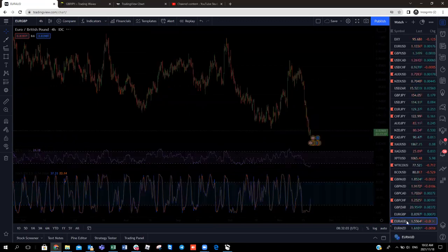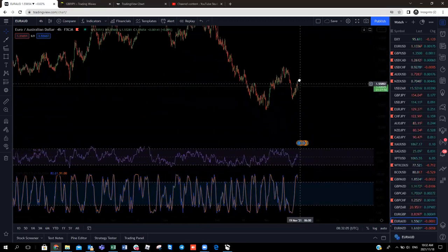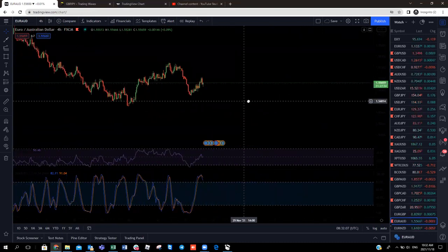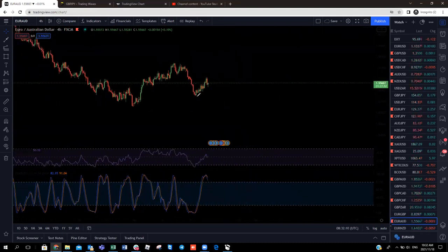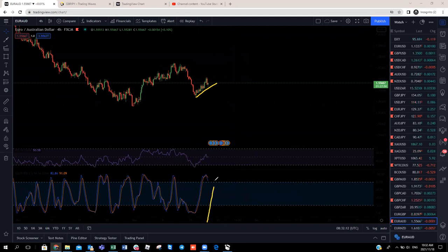Euro Audi. So euro Audi, just like pound Audi, we're looking for this to drop here. This is set up on the 4 hour. The only thing that you need here is a 4 hour candle closing below the lower boundary of this flag. So euro Audi, we're looking for this. Okay.